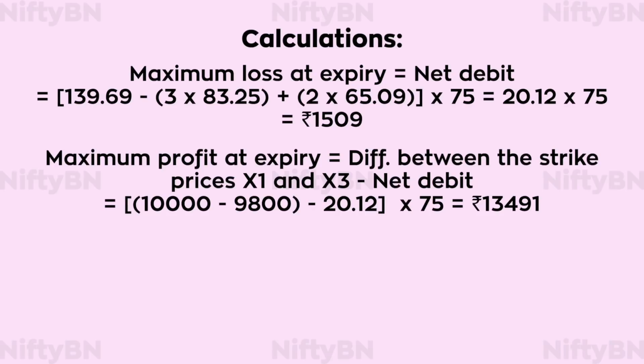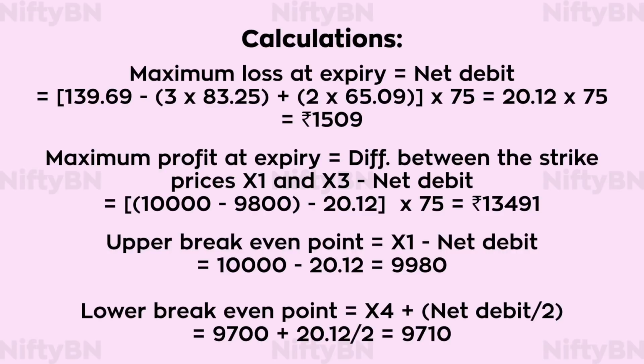The upper break-even point is equal to strike price x1 minus net debit, which comes to about 99.80. Lower break-even point is equal to strike price x4 plus one half the net debit, which comes to about 97.10.